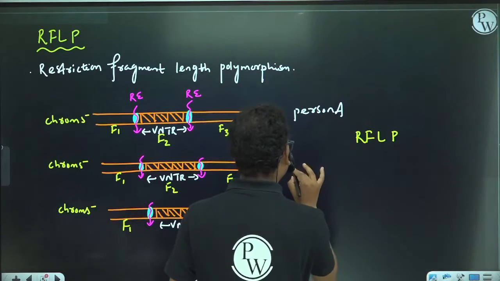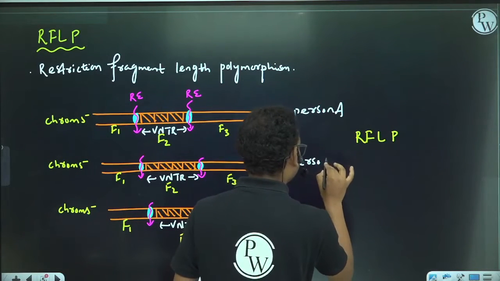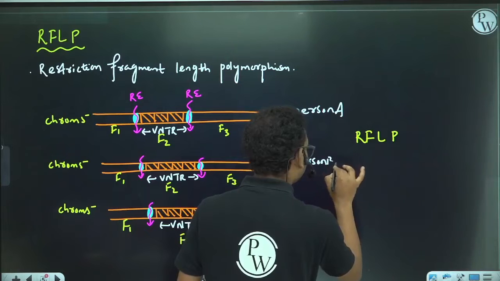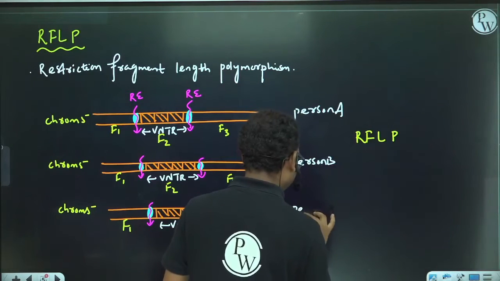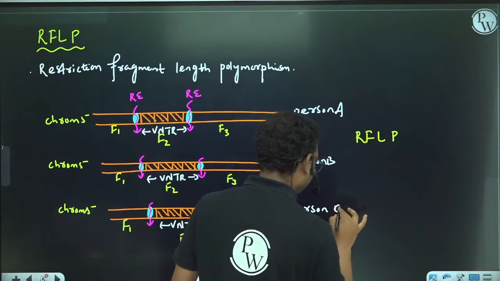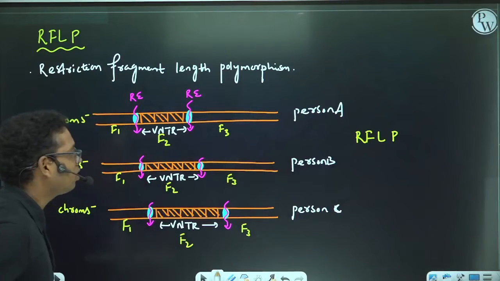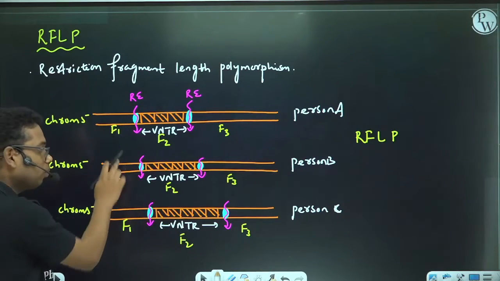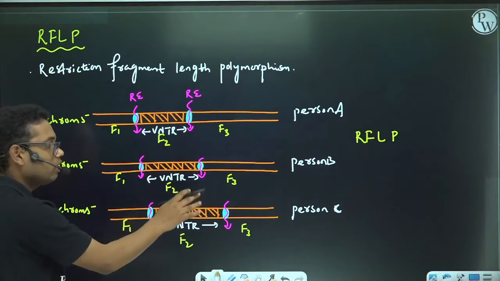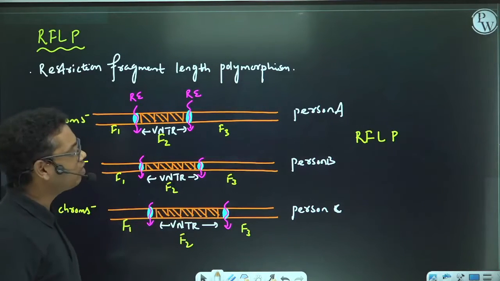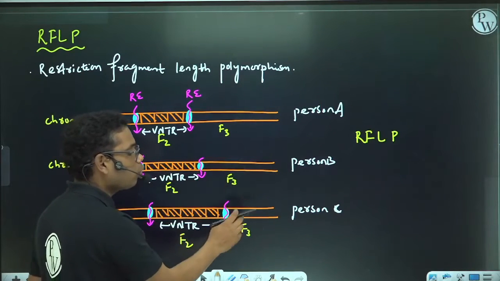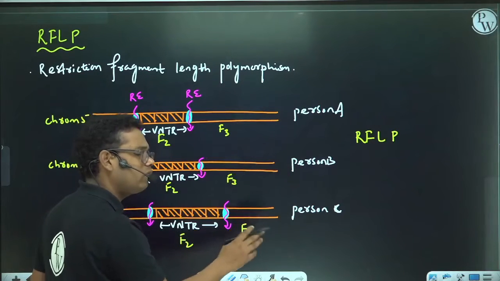This is chromosome 5 from person B. And this is chromosome 5 from person C. So you will see that fragment F1 obtained from persons A, B, and C will be the same. Likewise, fragment 3, F3, obtained from persons A, B, and C will be the same.